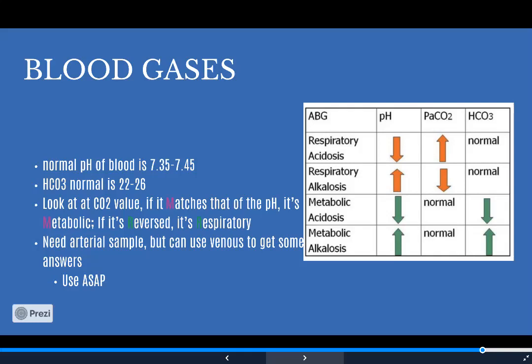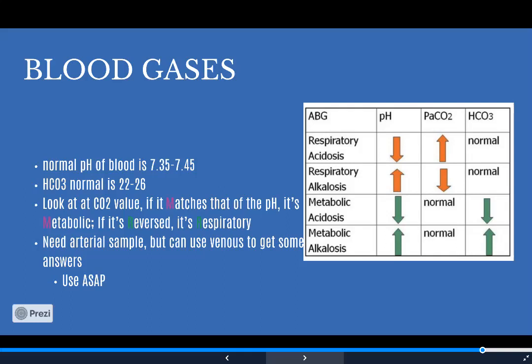All right. Now, our carbon dioxide values are 35 to 45, which makes it really easy to remember because remember, our pH of blood is 7.35 to 7.45. So 35 to 45, 7.35, 7.45. So just remember that.